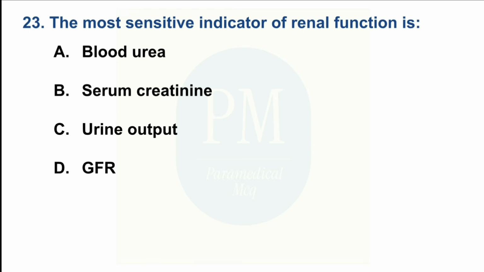The most sensitive indicator of renal function is option A, blood urea. Option B, serum creatinine. Option C, urine output. Option D, GFR. The correct option is option D, GFR.